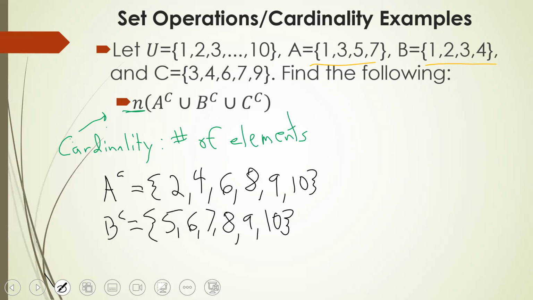And then finally, the set C complement. Set C contains the elements 3, 4, 6, 7, 9. So again, we fill in everything that's not mentioned there. So we'd have 1, 2, 5, 8, and 10.